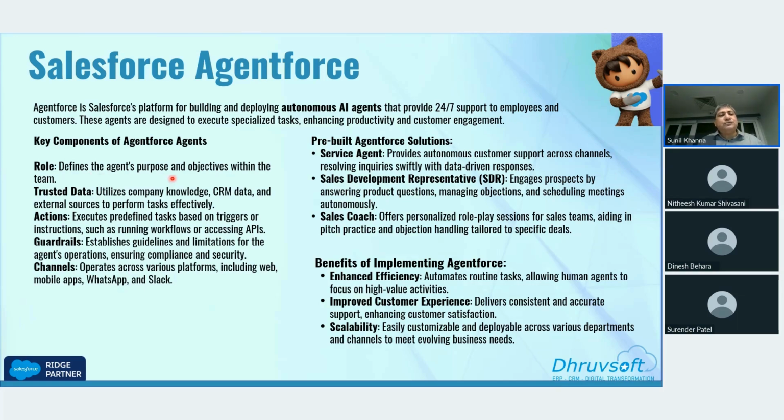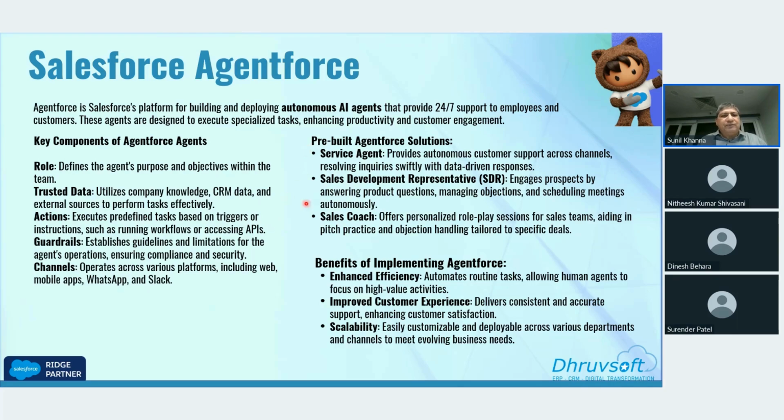While defining this, you can define this in plain simple English actually, and the rest of it is done by Agentforce itself. You can define what kind of data this particular agent will have access to. You can define what kind of actions this agent has to take, and what kind of guardrails this agent has to follow, and through which channels this agent is going to be appearing, whether it's web or through mobile app, etc. So these are the key components of Agentforce that we have.